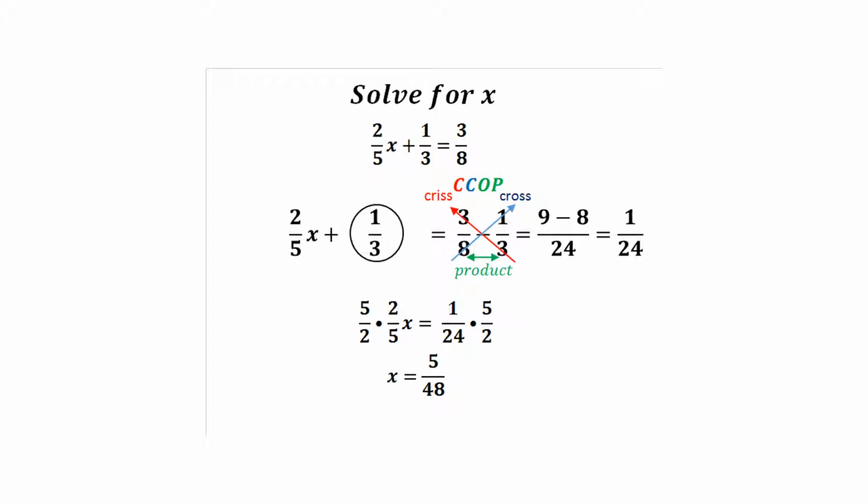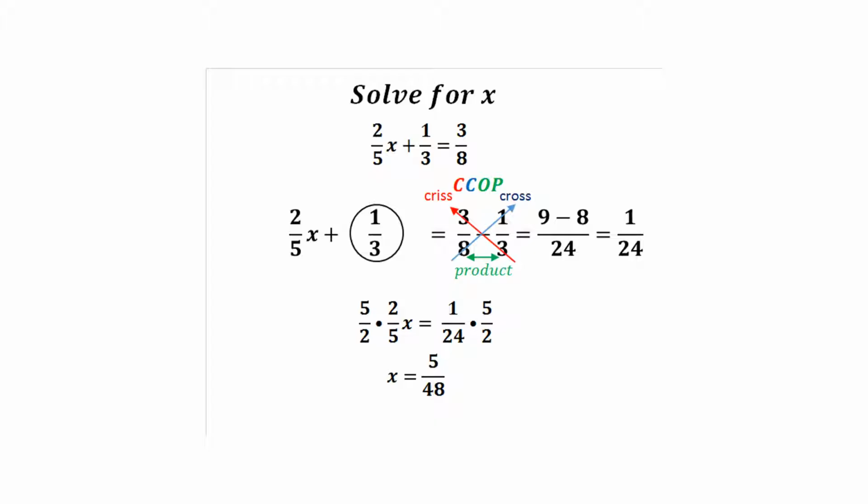3 times 3, that's called the crisp. 9 minus 8 times 1, that's called the cross. So on the top, over there on the right, 9 minus 8. And the denominator is 8 times 3, that's the product. So it's 9 minus 8 over 24, which is 1 over 24. This is called criss-cross over the product. It works for addition and subtraction.